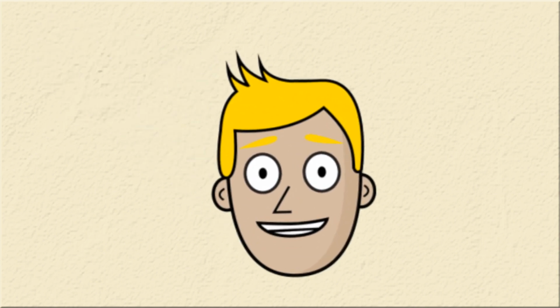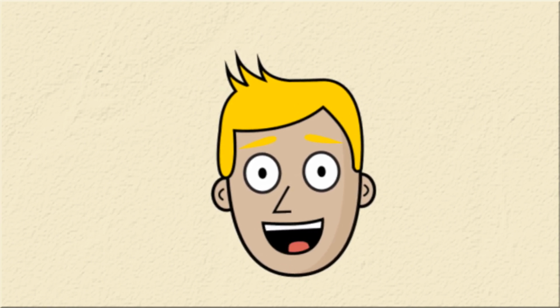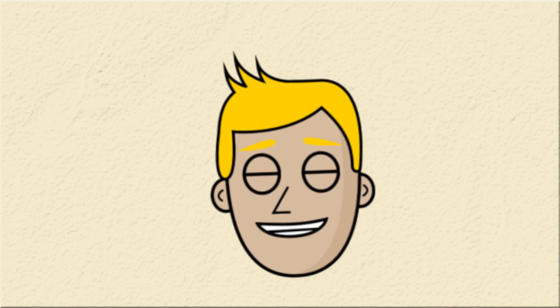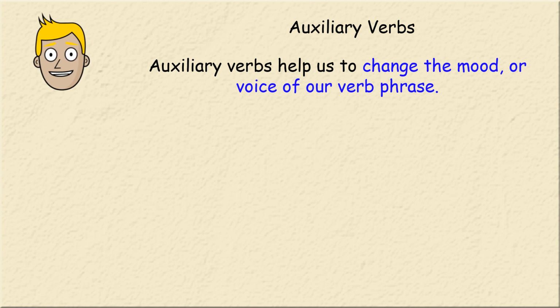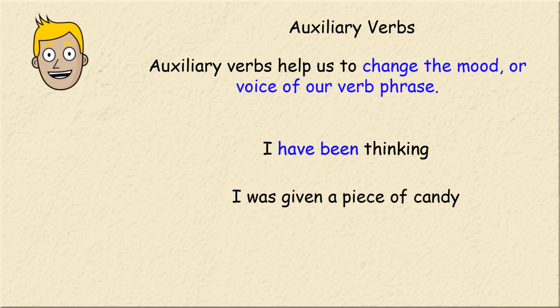When we use the future tense, we didn't modify the verb itself to change the tense. What we did instead was add the word will to the sentence. The word will helps us to know when the action takes place, and this type of word is called an auxiliary verb or a helping verb. Auxiliary verbs help us to change the mood or voice of our verb phrase. In the example, I have been thinking, have been are our auxiliary verbs. Another example, I was given a piece of candy, our auxiliary verb is was. These verbs help us to define how the action is taking place.